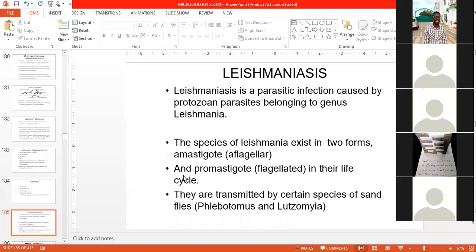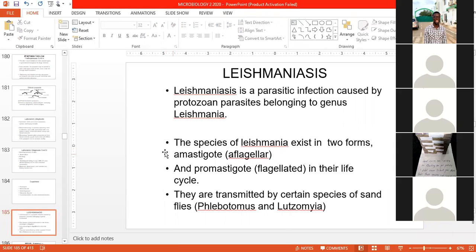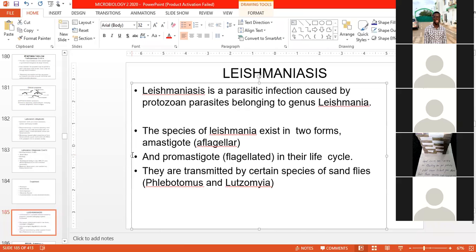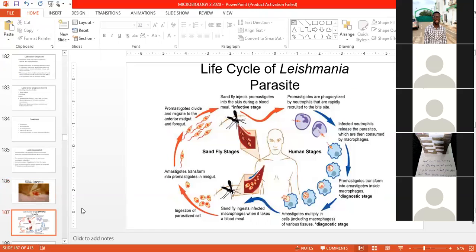Okay. So they are transmitted with the help of a vector, in this case sandflies. So this is the sandfly that carries Leishmania. So let's look at this diagram.